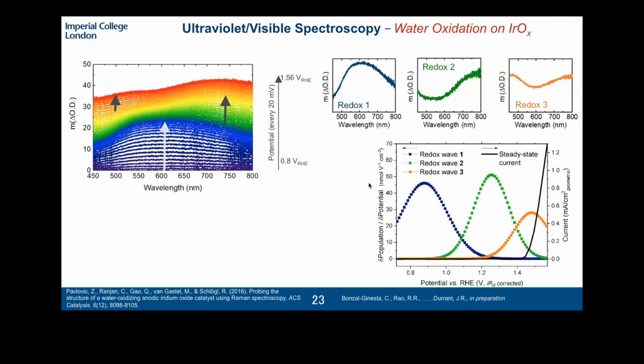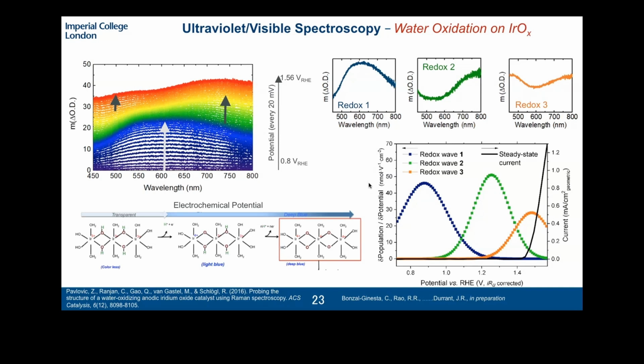function of potential. And then going back to this dimeric model, we can propose that you first have an oxidation of one of these iridium centers during this first redox wave, and then you have an oxidation of this second iridium center, and then finally you have a third oxidation, which results in this active state for water oxidation. So in these three examples, we're just looking at how one can look at the spectra, visually see changes, and use that to interpret something about what might be happening in terms of the mechanism for water oxidation.